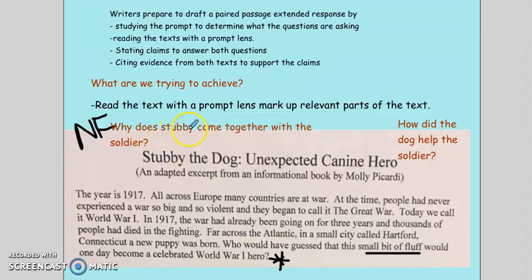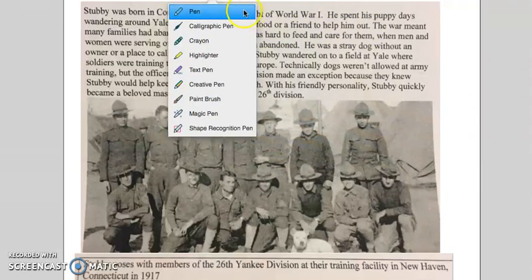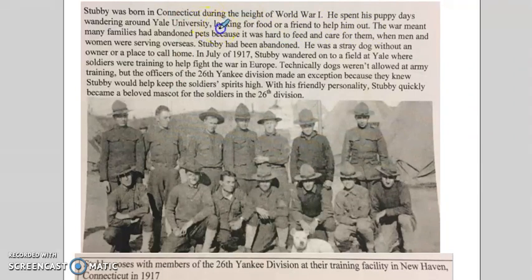Again, I want to find out why Stubby comes together with the soldier, and how the dog helped the soldier. So let's continue reading. Stubby was born in Connecticut during the height of World War I. He spent his puppy days wandering around Yale University looking for food or a friend to help him out. So he's going around looking for food or a friend to help him out? It's kind of letting me know that he had nowhere to go.